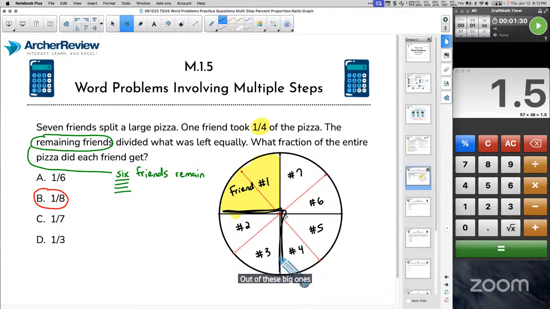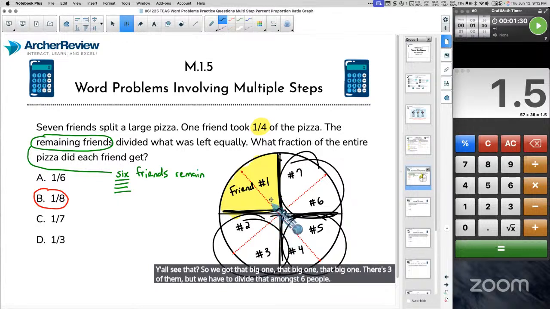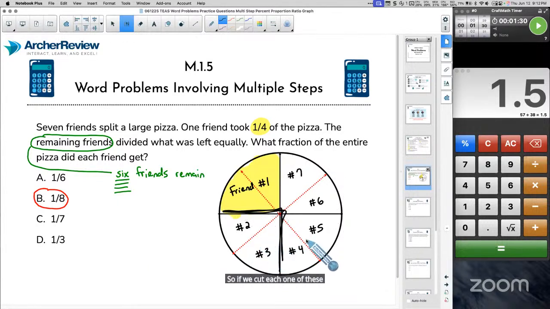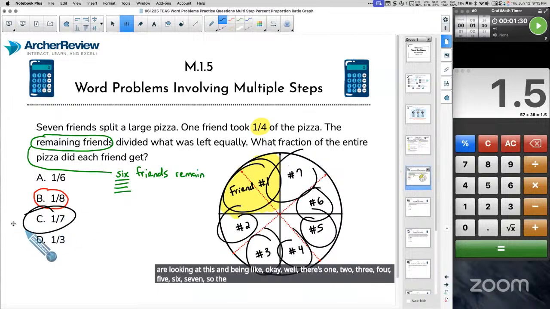Look at these big ones right here. Boom. Y'all see that? So we got that big one, that big one, that big one. There's three of them, but we have to divide that amongst six people. So if we cut each one of these pieces like I did, they can divide this equally. But we're still not done, because some of y'all are looking at this and being like, okay, well, there's 1, 2, 3, 4, 5, 6, 7. So the answer should be C, but that's not correct.